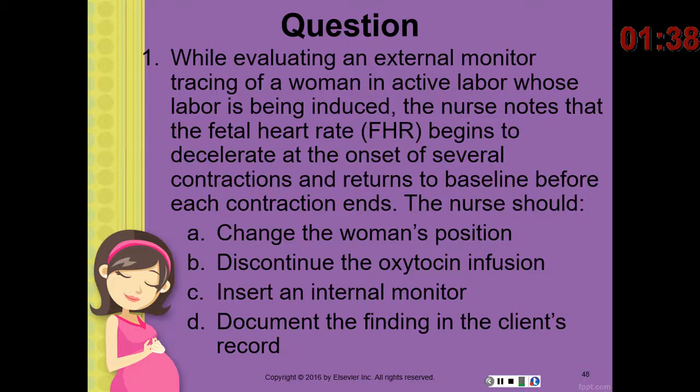So what kind of a decel is that? It starts at the beginning of the contraction and returns to baseline before the contraction ends. That would be early. So the answer would be D, document the finding in the client's chart and be watching for signs of Ferguson's reflex, which would be urge to push, right?